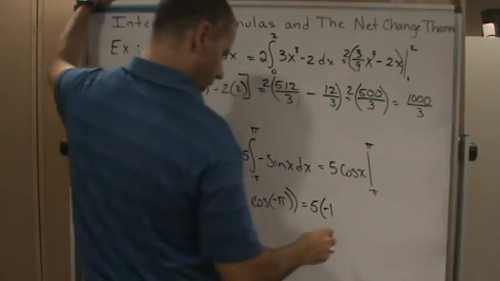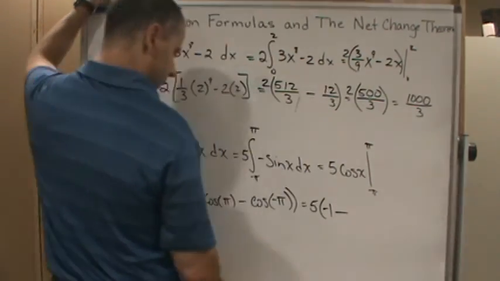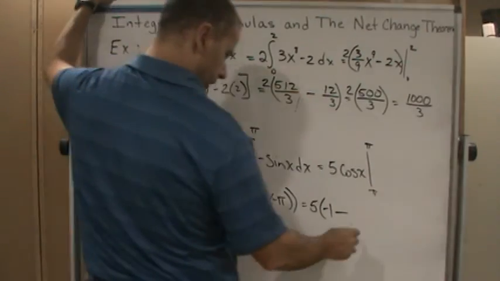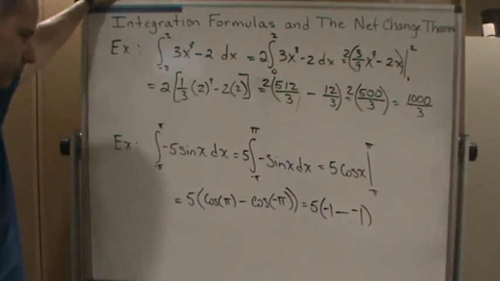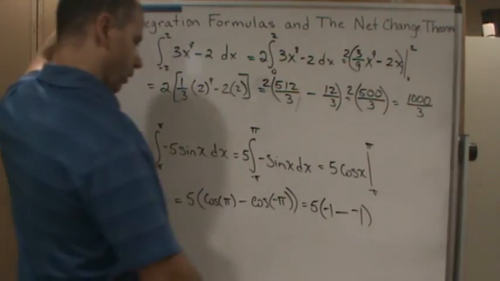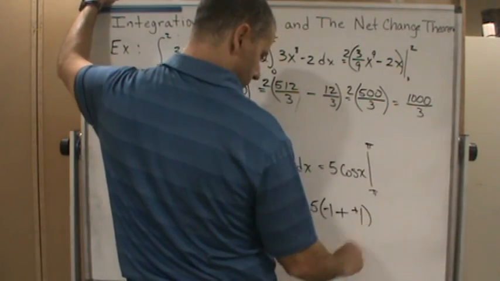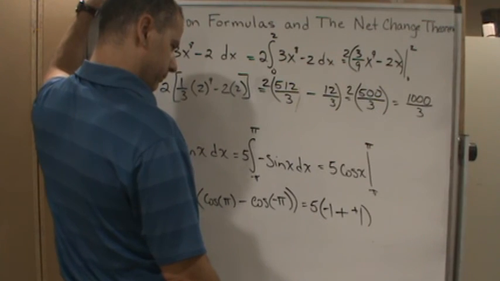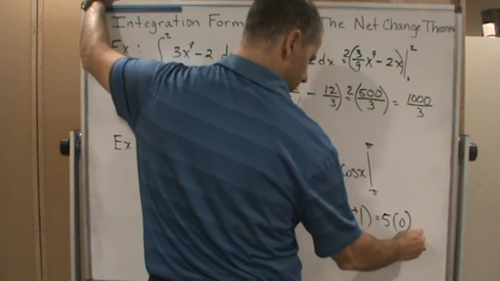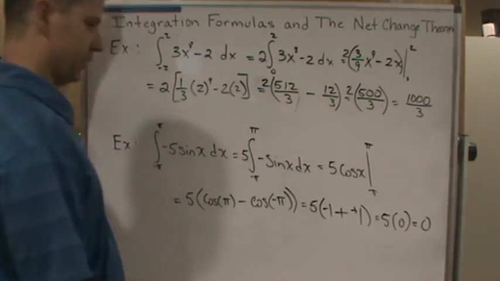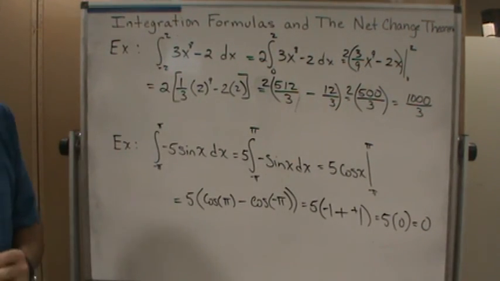Okay? Minus the cosine of negative pi, which is also negative 1, which means this becomes a plus 1, right? Which gives me 5 times 0, which equals 0, which is exactly what I said it was going to be.